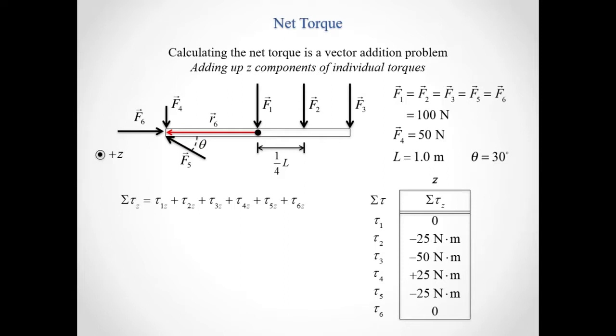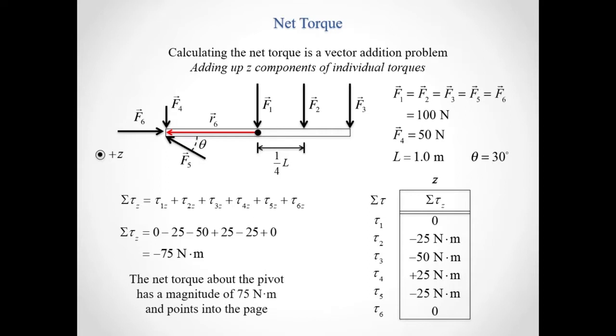And so now I can just plug those into my equation, add them up, and when I do that, I get that the z component of the net torque is negative 75 newton meters. And so what that means is the net torque here has a magnitude of 75 newton meters, and it points in the negative direction. So the component's negative, meaning that the net torque points into the page. So at the end of the day, when all of these forces act, they're acting to make the rod spin clockwise about that pivot.